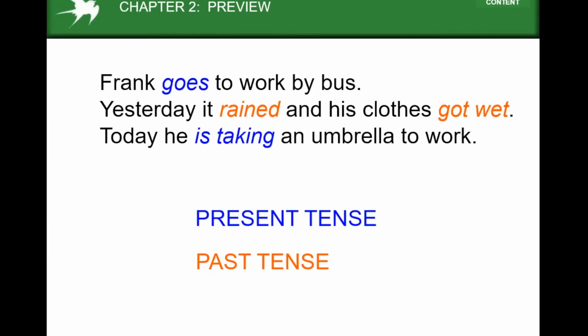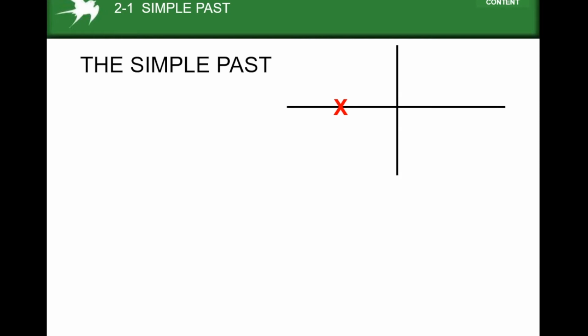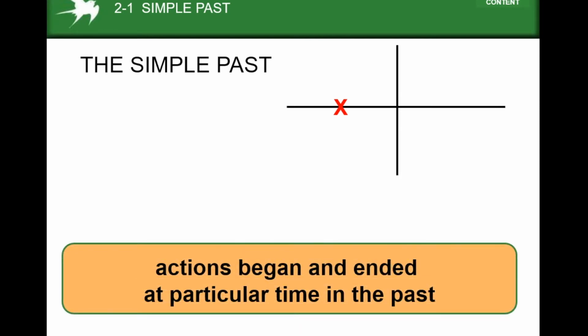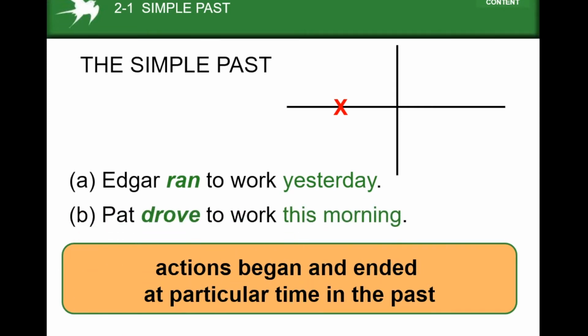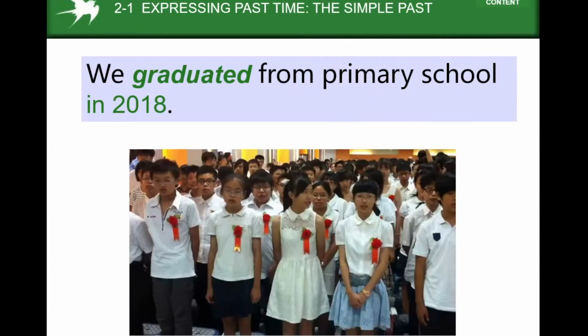In the second sentence, it rained and his clothes got wet. Express actions that happened in the past. That's right. We use simple past tense to talk about activities or situations that began and ended in the past. You can also include the time when the actions take place, such as yesterday, this morning, 2 days ago, in 2010, etc. Let's look at more examples.